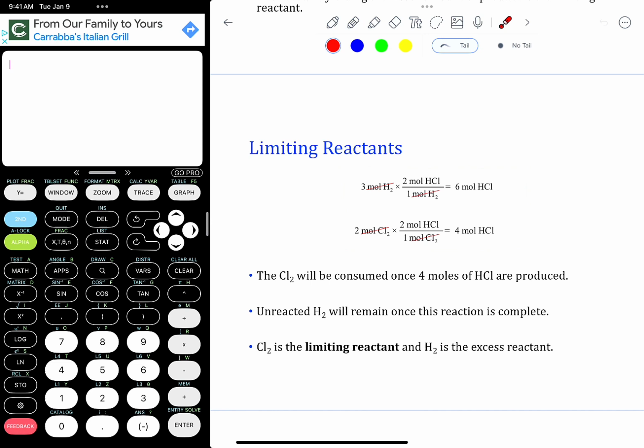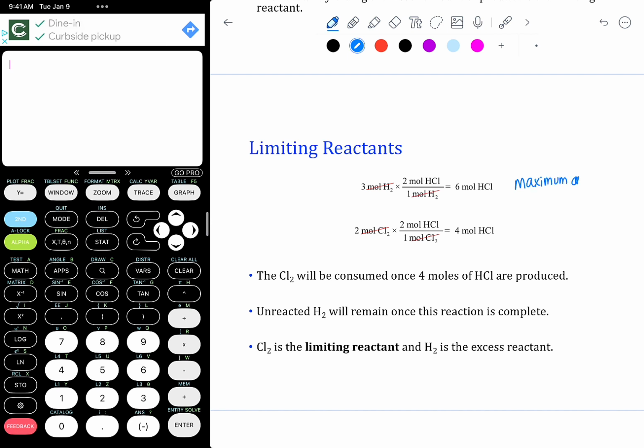I took our starting moles of H2 and Cl2, and I've converted those to moles of HCl using our mole-to-mole ratios for our balanced reaction. So here's our mole-to-mole ratio of hydrogen gas and chlorine, and here's our mole-to-mole ratio of chlorine gas and HCl. When we do this conversion, 3 moles of H2 gas produces 6 moles of hydrochloric acid, whereas 2 moles of chlorine gas produces 4 moles of hydrochloric acid, meaning the maximum amount of hydrochloric acid that we can make is going to be 4 moles of HCl.